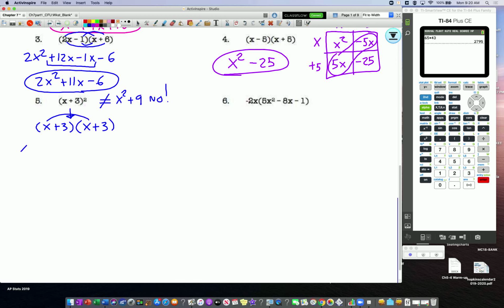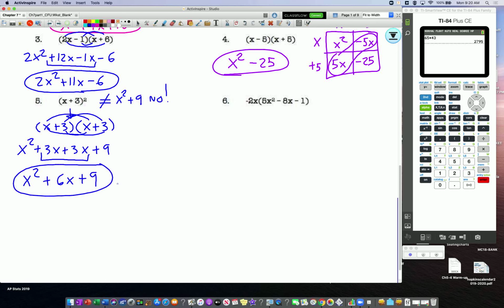So if I do the FOIL, x squared, outside 3x, inside 3x, last 3 times 3 is 9. Combine my like terms. So x squared plus 6x plus 9, and I'm good to go. Notice how these two are not the same. You're going to forget your middle terms if you don't actually write it out as x plus 3 times x plus 3. All right, number 6.